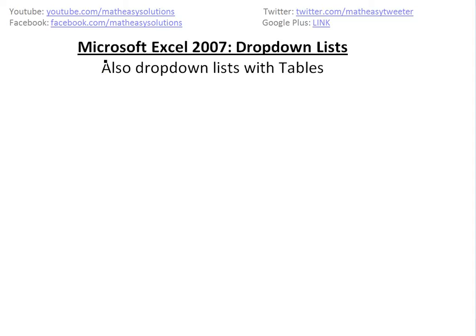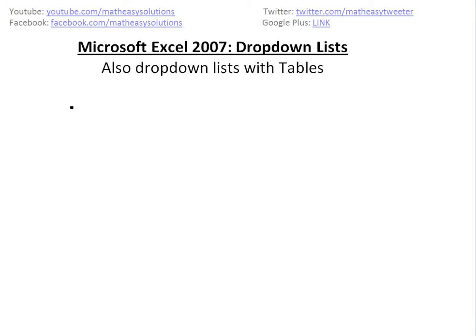It's time for another math easy. So we're going to discuss drop-down lists. These are some very useful functions in Microsoft Excel 2007, and it also works in other versions of Excel, but this is the one I have. I'll also show how to use it with tables to make it even better. I showed in my earlier video what tables are and how to use them. You can look at that in the info below.